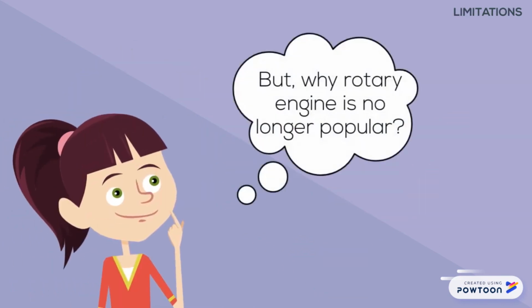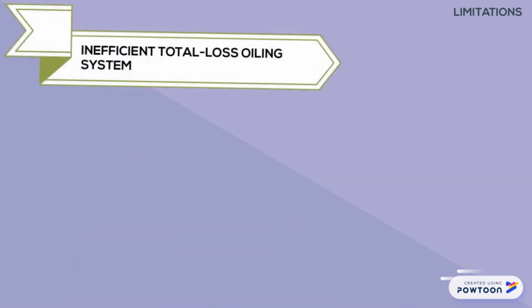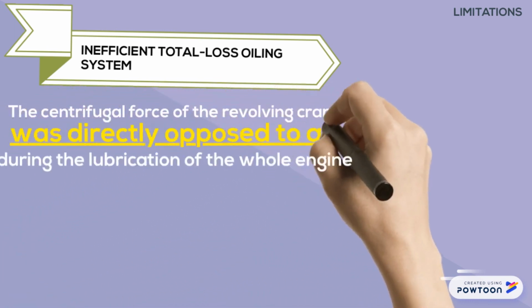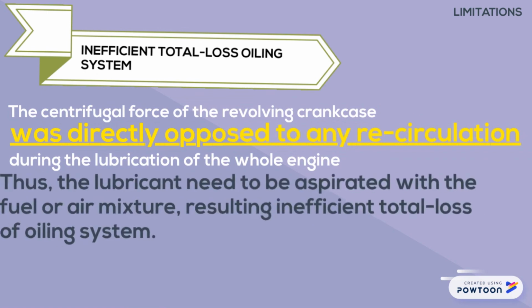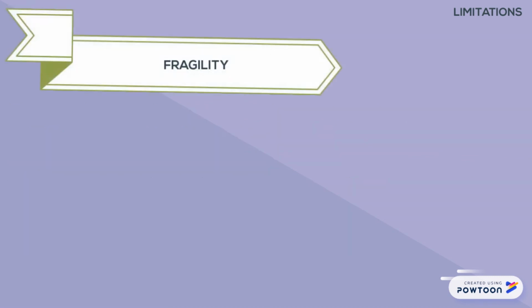Why is the rotary engine no longer popular? This is due to the limitations of the rotary engine. First, it is due to the inefficient total loss lubrication system. The centrifugal force of the revolving crankcase directly opposed any recirculation during the lubrication of the whole engine.